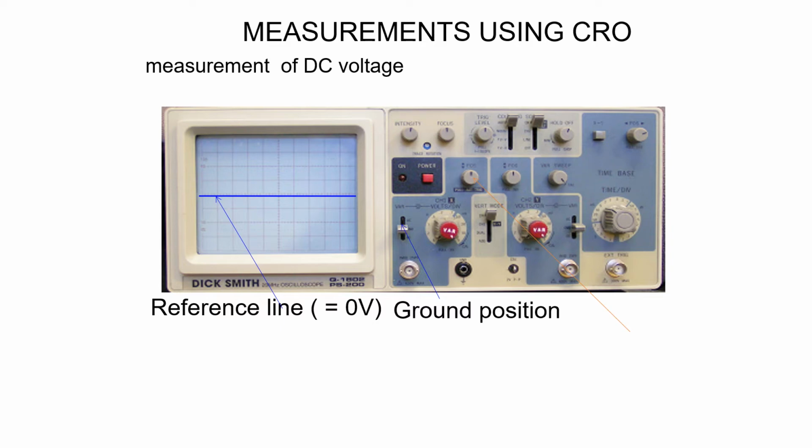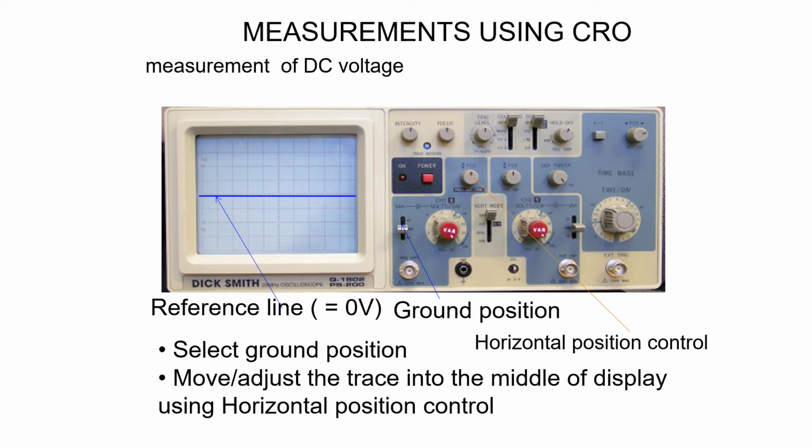While measuring the DC voltage, first you have a front panel control switch: AC, DC and ground. Put that switch in the ground position. You will observe a trace or reference line. Adjust that to be in the center of the screen, so that it is in the middle of the display, using the horizontal position control.